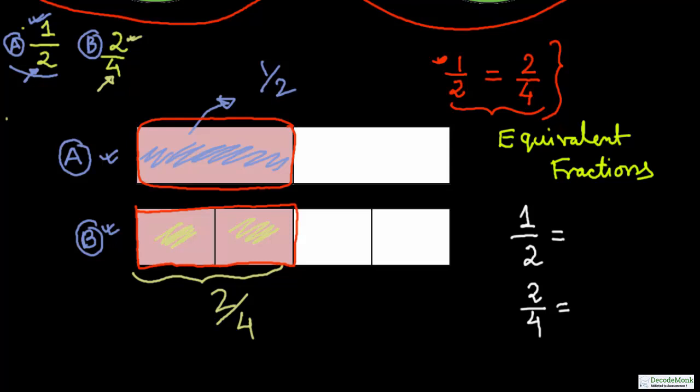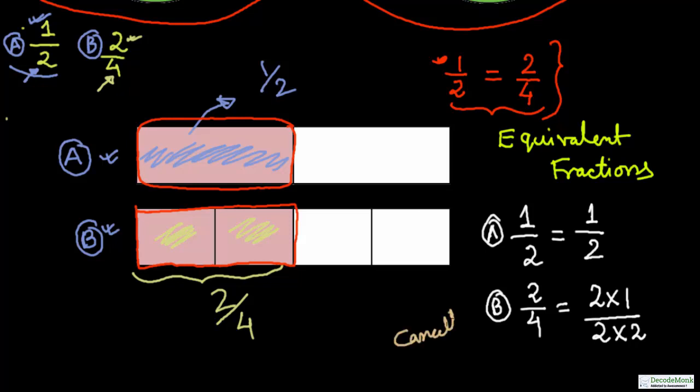So let us check out 1 by 2. 1 is the least number we can have, and here 2 is also the least number. But for the second fraction, this is fraction A, this is fraction B. So 2 can be written as 2 into 1, and 4 can be written as 2 into 2 multiplied by 2. So next thing you have to do is to cancel out the common factors. Cancel common factors. So what are the common factors?